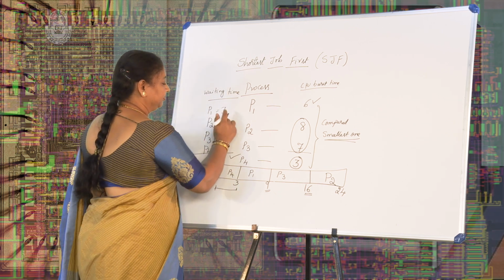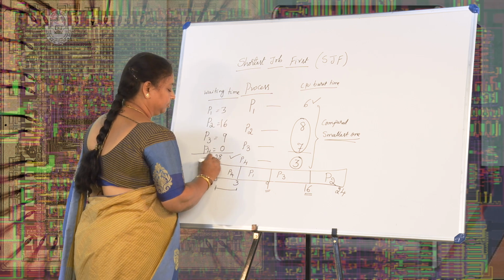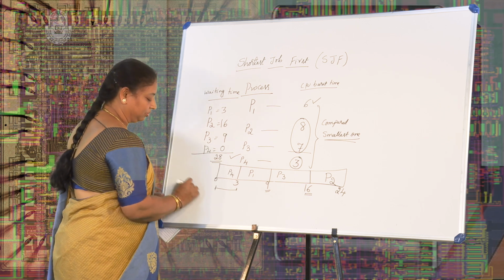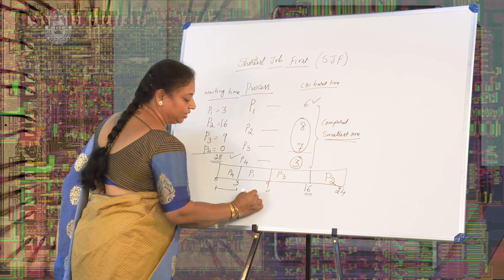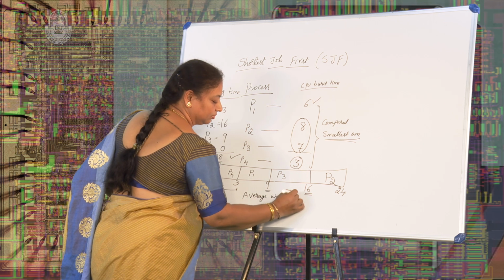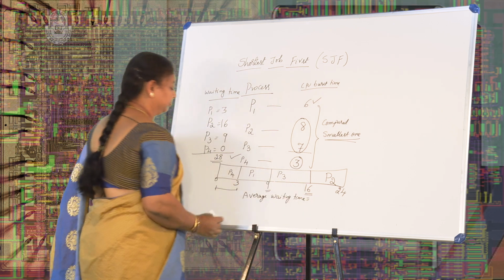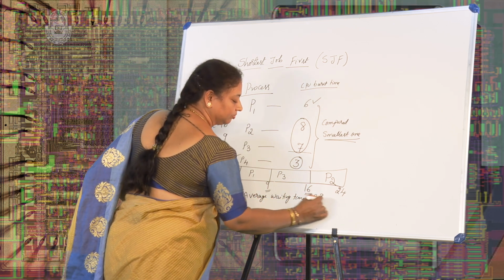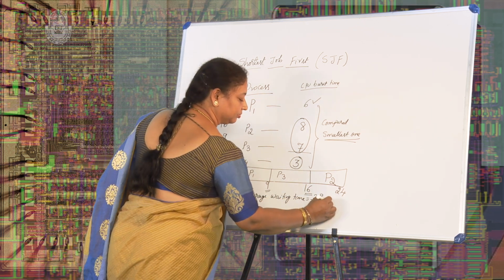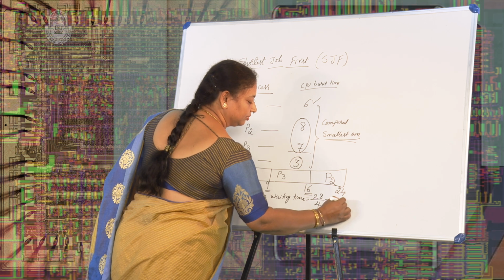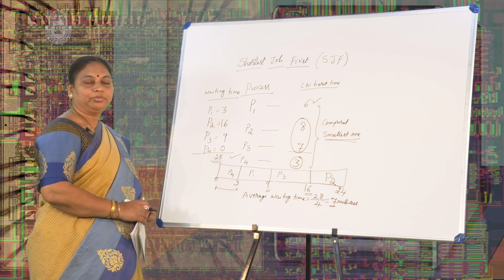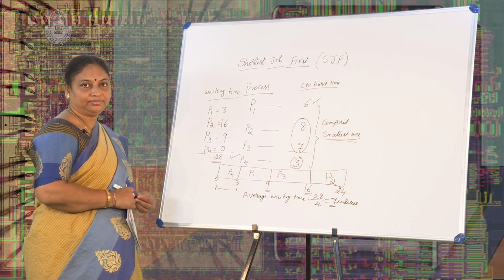So the sum, then divide it by 4 to get the average waiting time, which is 28 by 4. So it comes out to be 7 milliseconds.